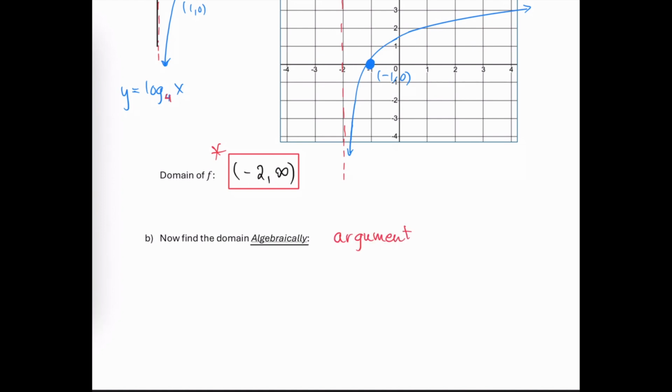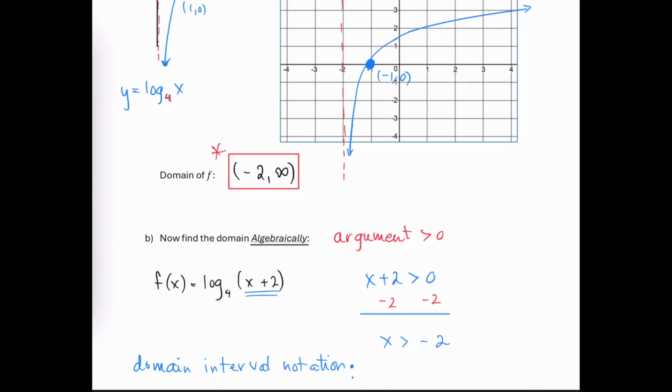And again, we're going to bring back that idea that the argument of a logarithm must be positive. So in our logarithmic function, we're going to consider this argument, x plus 2, and figure out which x values ensure that our argument is positive. To solve for x, we subtract 2 from both sides and get x is greater than negative 2, which of course is the same domain that we just generated using the graph. This process is also a good bit shorter and easier.